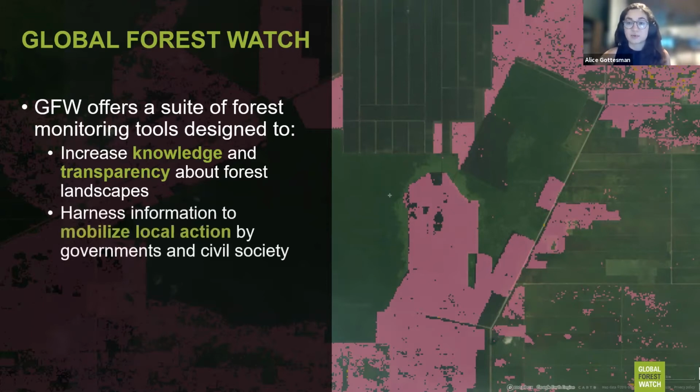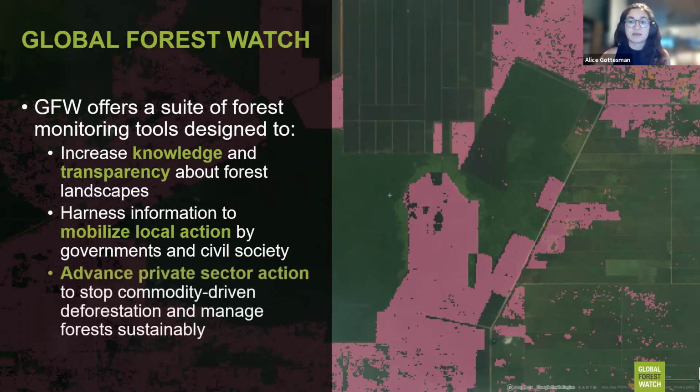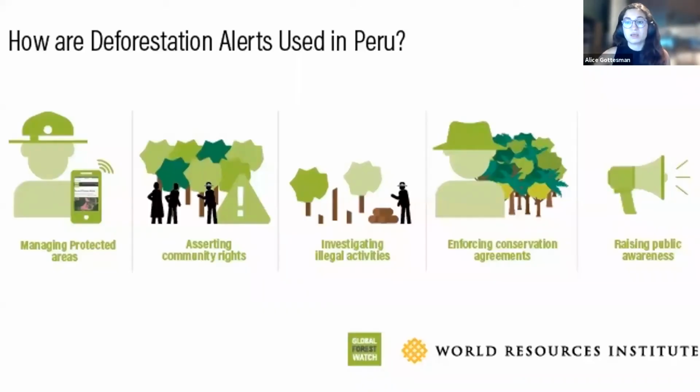Harnessing information to mobilize local action by governments and civil society. We have a variety of partners in some programs that help promote data-driven action. And lastly, advancing private sector action to stop commodity-driven deforestation and manage forests sustainably. One of our tools, Global Forest Watch Pro, allows the private sector to measure risk associated with their supply chains. And these forest monitoring alert systems align with this strategy by allowing actors to identify likely forest change in near real time. And these different alerts can be used for a range of purposes.